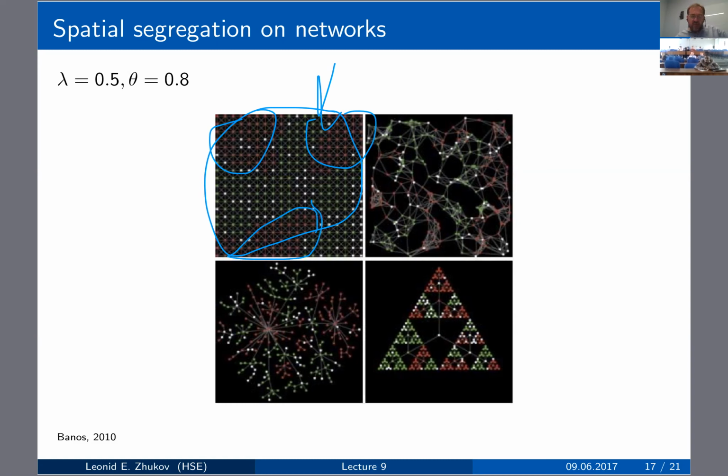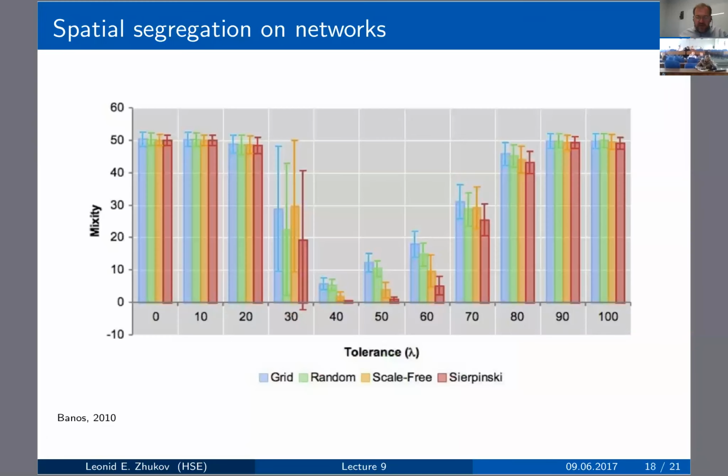Now, if we look at other graphs, you also realize that segregation persists. So it changes a little bit the way things look based on the structure of the network, but it does persist. So the network structure changes things a little bit, but it does not remove segregation. And sometimes it can actually even enhance it.